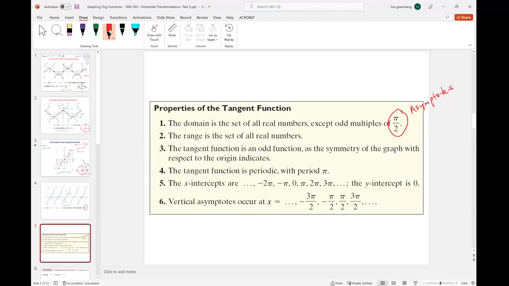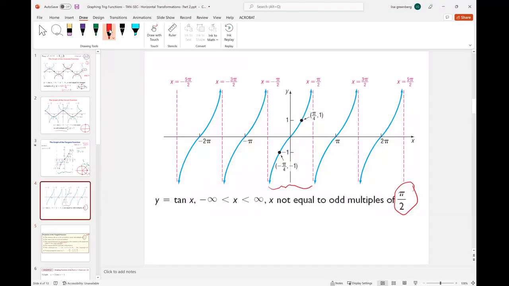The tangent is an odd function, and it has symmetry with respect to the origin. Do you remember how to tell if something has symmetry with respect to the origin? I thought it had to be an even function.